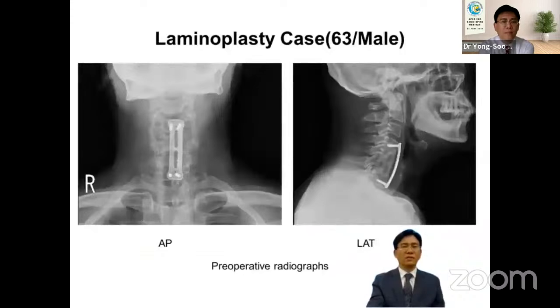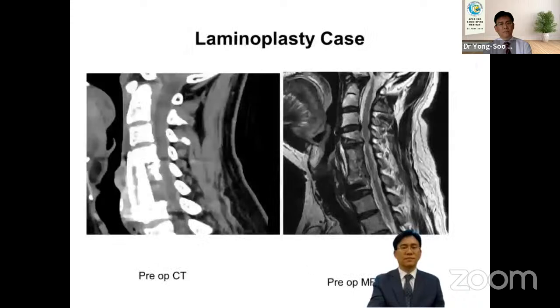This is a laminoplasty case. A 63-year-old male patient had anterior decompression, interbody fusion and anterior stabilization with plate at 5 years old, but he had CSM. Another radiograph shows well-maintained cervical lordosis. CT and MRI findings show multi-level stenosis and changes of the spinal cord.